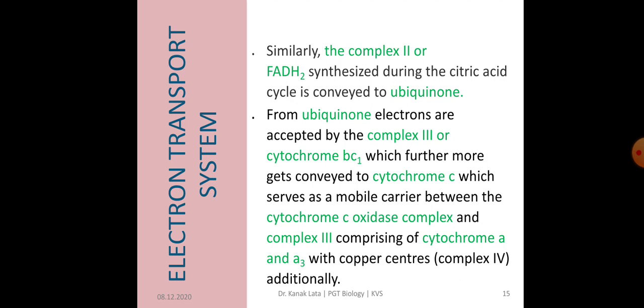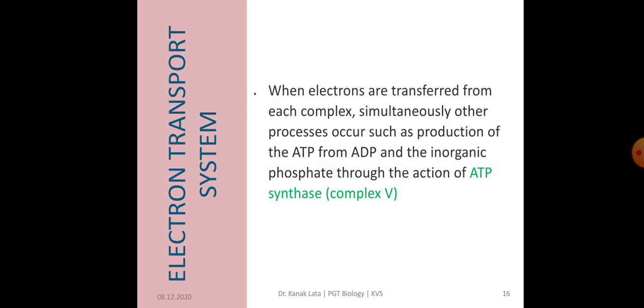Then from ubiquinone, electrons are accepted by the complex 3 or cytochrome BC1, which further gets conveyed to cytochrome C that serves as a mobile carrier between complex 3 and the cytochrome C oxidase complex, comprising of cytochrome A and A3 with copper center, that is complex 4. During this transfer of electrons from each complex, simultaneously there is production of ATP from ADP and inorganic phosphate with the help of enzyme ATP synthetase, that is complex 5.